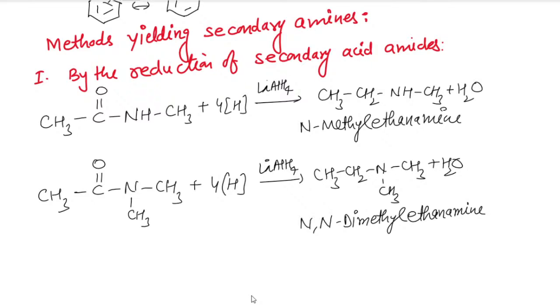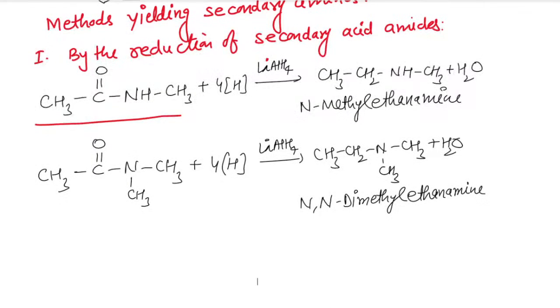First method was by reduction of secondary acid amides. In secondary acid amides, we treat it with lithium aluminum hydride and we get secondary amine. So this is the first method which we have covered yesterday.